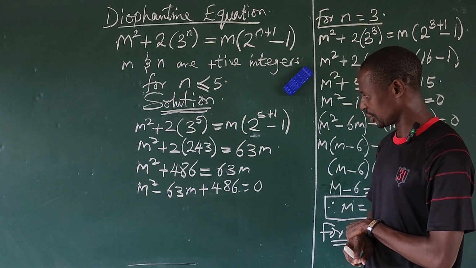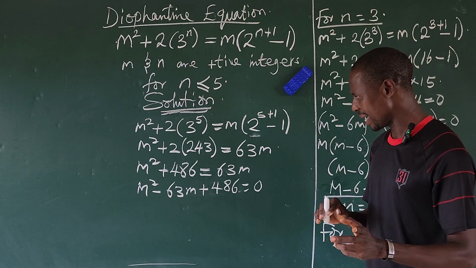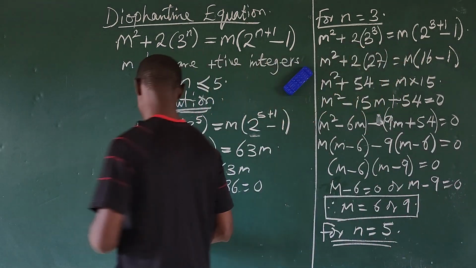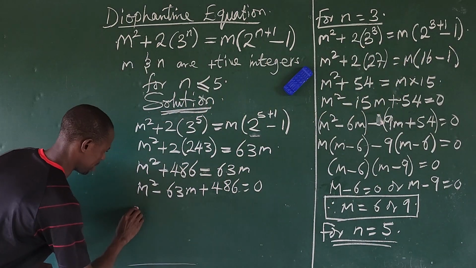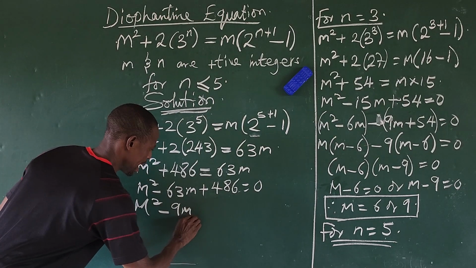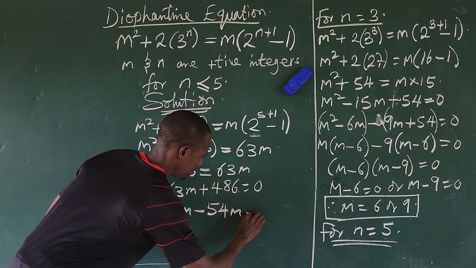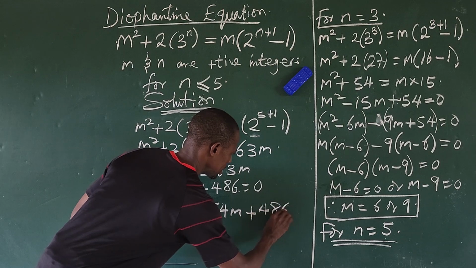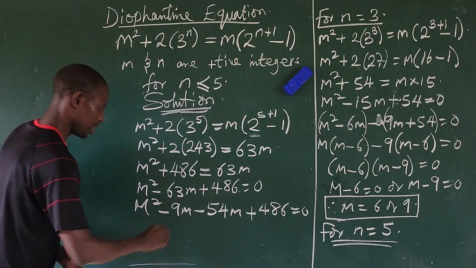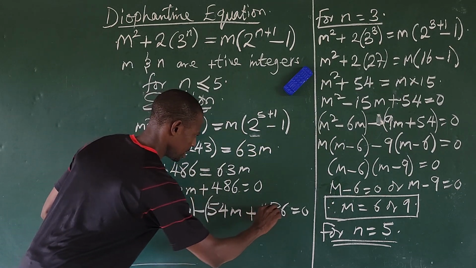So what will be the two numbers here? The two numbers are going to give us 9 and 54, right? Yeah, that will give us 9 and 54. All right, so we can rewrite this as m squared minus 9m minus 54m plus 486. Everything equal to 0. Now you know that because if you add this to this will give us 63. Yeah. All right. So we have this. So let's bracket this, bracket this, bracket this, and bracket this.